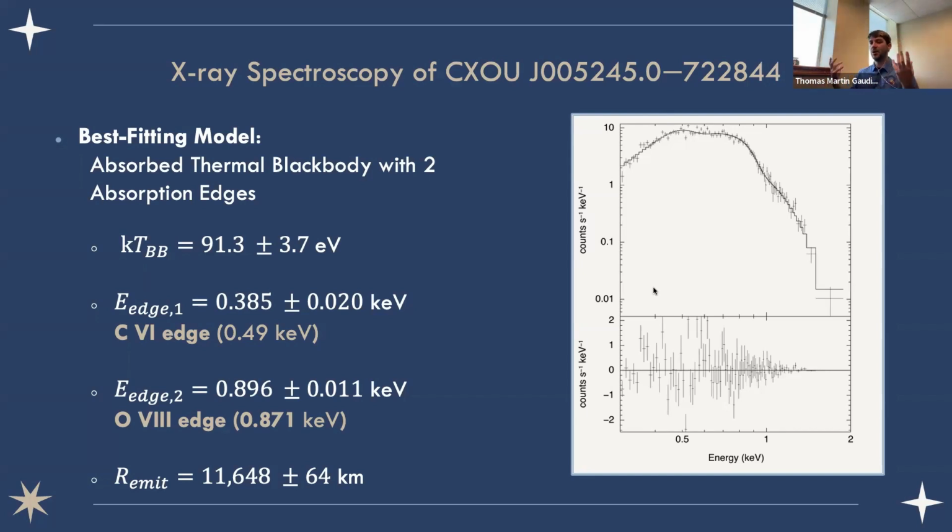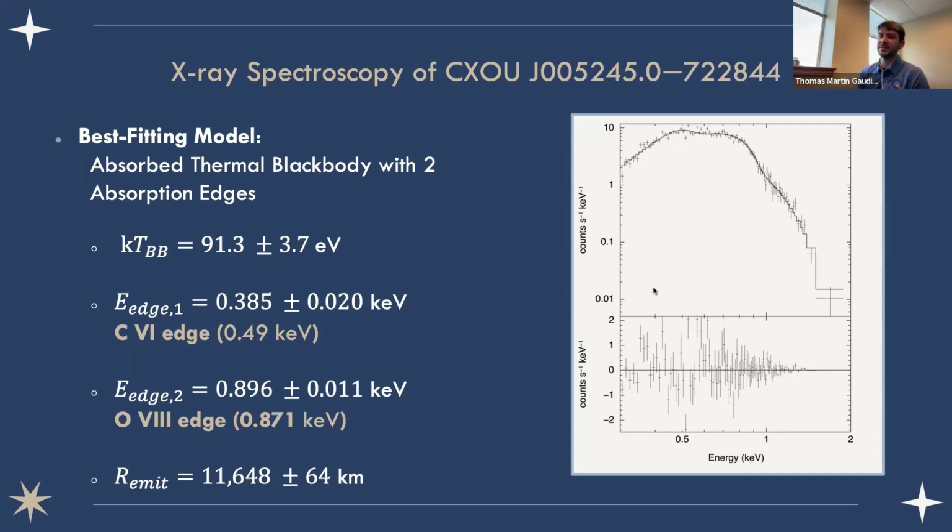Again, if you fix all these values at their best fitting parameters in XSpec, allow the normalization to vary, and use the standard distance of the SMC, you can derive a radius of emission for this object, and we see that the radius of emission in this source is an order of magnitude higher than what we observed in our 2021 outburst. We see this source emitting at a radius of about 11,000 kilometers.